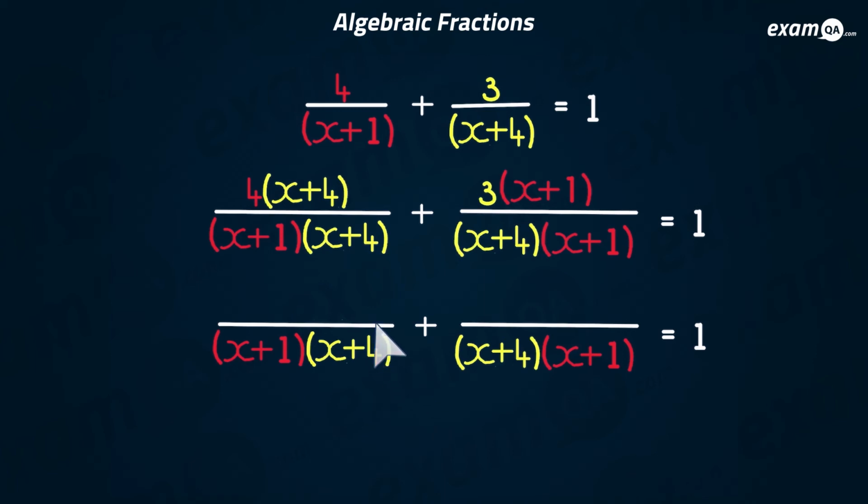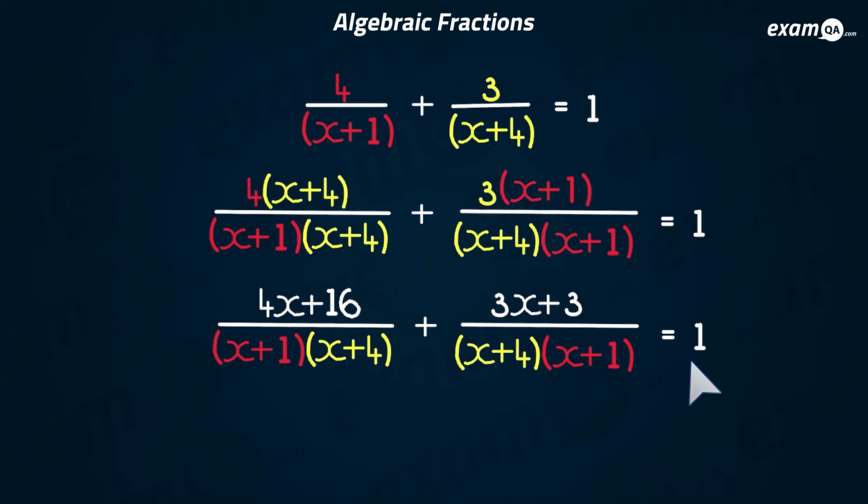So the first bracket opens up as 4x plus 16. And you shouldn't have any problems doing that. And the second one, you do 3 times x and you do 3 times 1, which gives you 3x plus 3. Remember, at all stages, we're keeping it as equals 1. We're not going to bother with that bit of it yet.